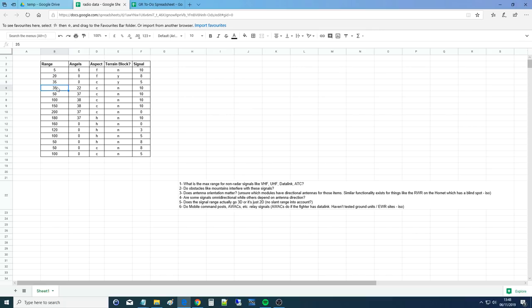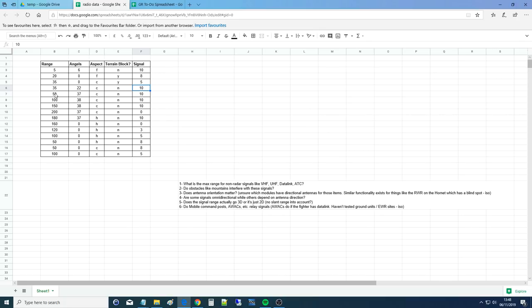Next was Angels 35, so the same range, 35, same aspect, but Angels 22, so nothing blocking us this time, and we get 10 out of 10. So that shows how, otherwise everything being the same, having a terrain block, a mountain in the way, can reduce us from 10 out of 10 to 5 out of 10 in terms of signal quality, signal strength, whatever you want to call it, hearability of that signal.